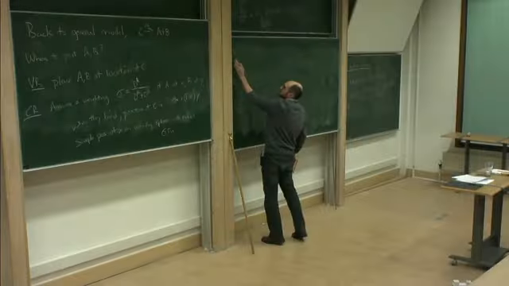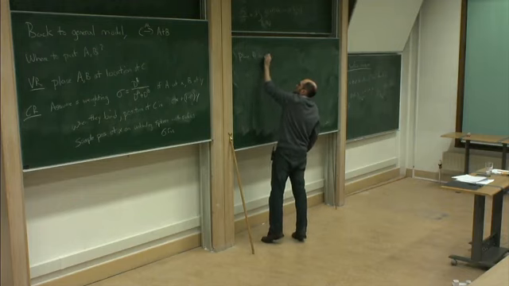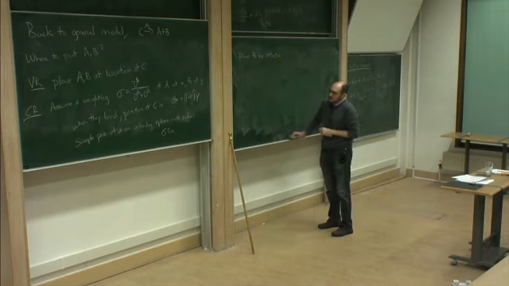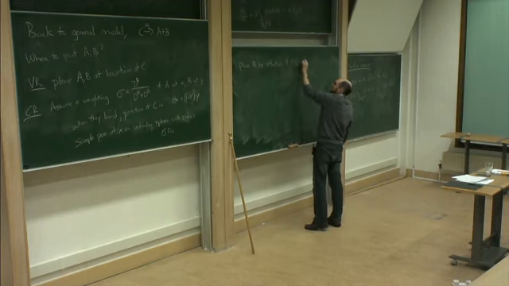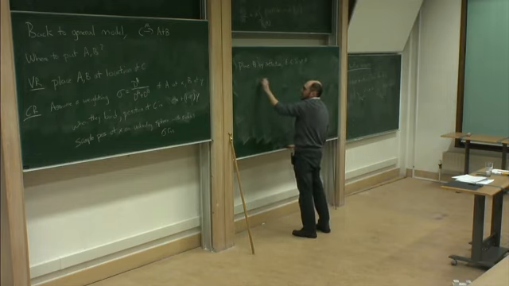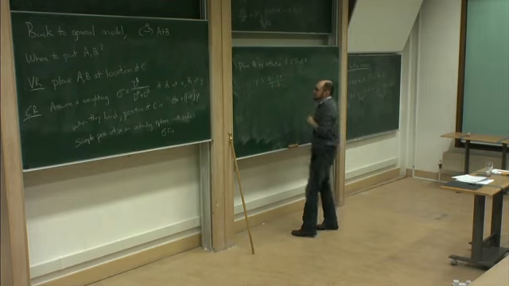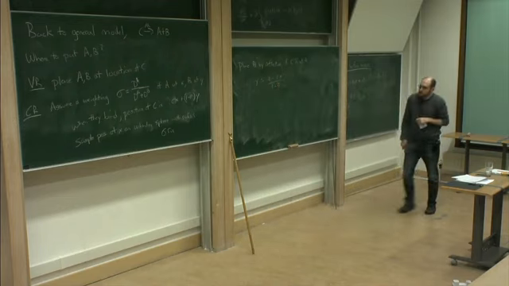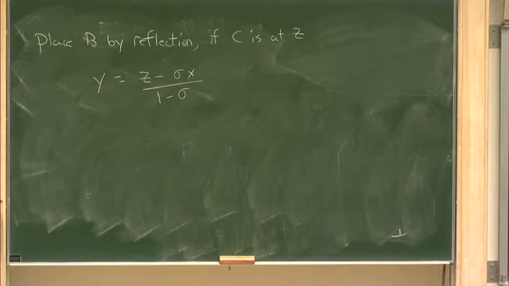Place the other by reflection. So in that case, it's going to be what? If C is at Z, you would have Y is, I guess, Z minus sigma X over 1 minus sigma. Okay, so is that the correct sampling strategy for what you do? Yep. Okay, good. So I'm just going to work with this strategy for everything.